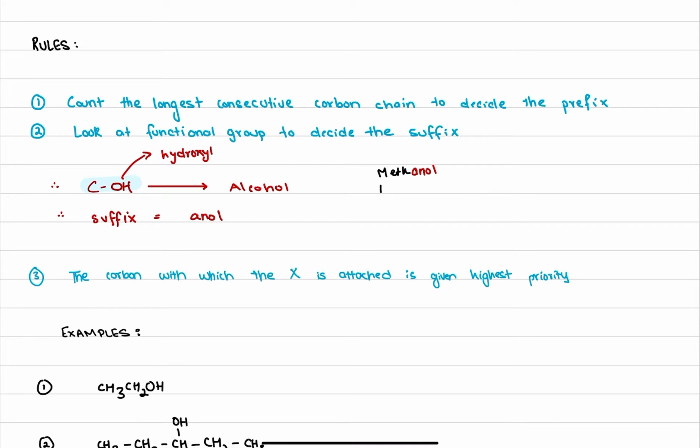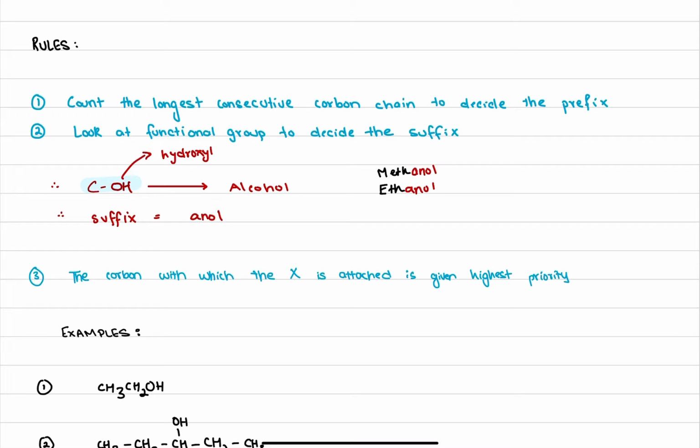If you have, let's say, two carbons, it's going to be eth, and then you will have the suffix anol, so it will become ethanol, and so on and so forth. Methanol, ethanol, propanol, butanol, pentanol, and you can go on as long as you know the prefix, which at this level, up till your 10 carbons, is enough. So up till decane you are more than fine to go.